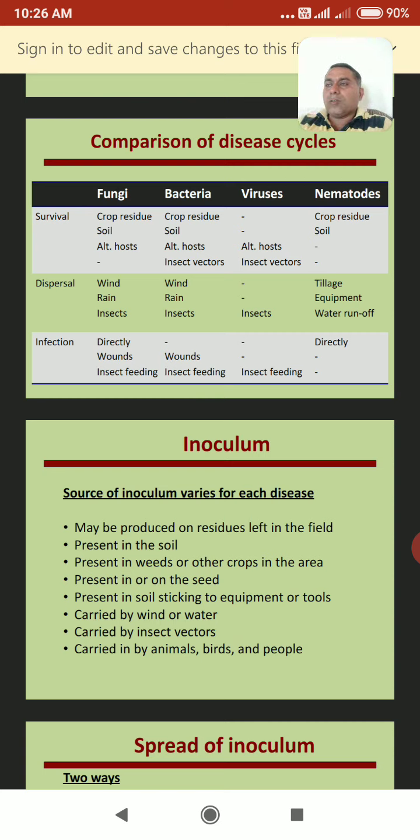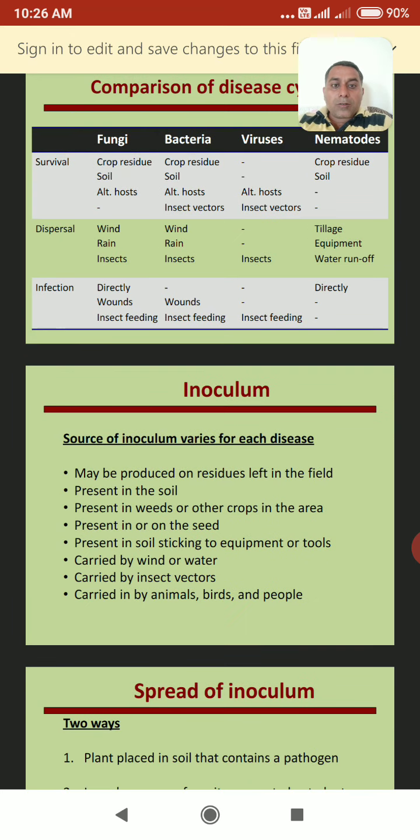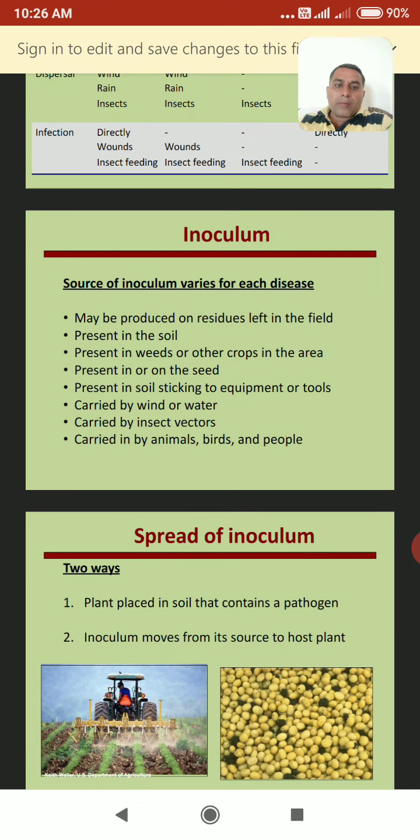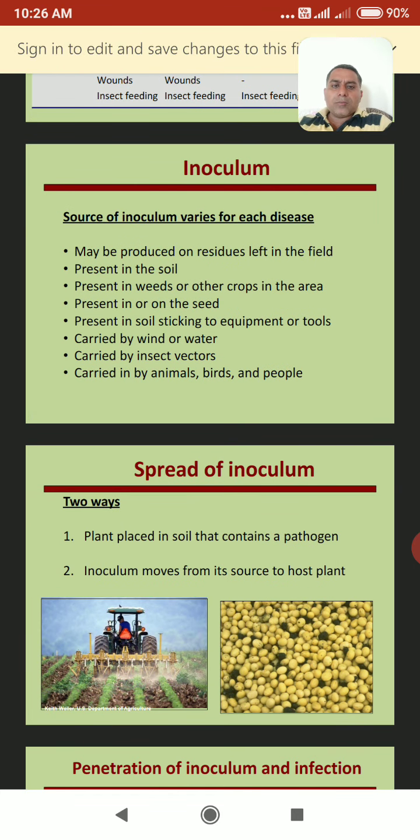Inoculum means the portion where the pathogens remain or survive. It may be in the residues left in the field, or it may be in the soil. It may be in the weeds or the crops, present on the seed, present in the soil, sticking to equipment or tools, carried by wind or water, carried by insect vectors, or carried by animals, birds, or people. How does inoculum spread?